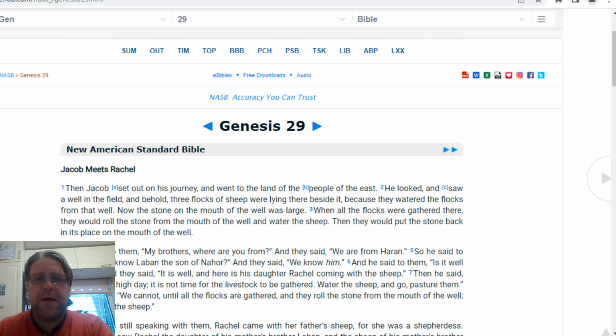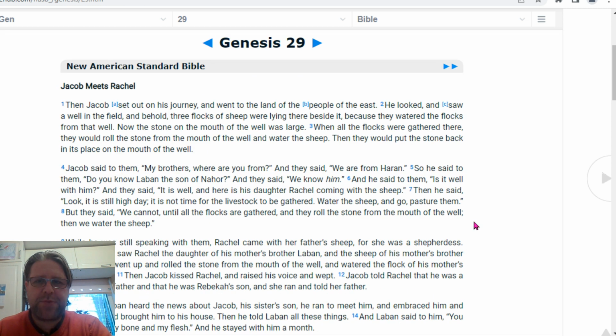Okay, we go to Genesis 29. Getting shivers doing this. Okay, so Jacob, this is where Jacob meets his wife, Rachel. Jacob set out on his journey and went to the land of the people of the east. He looked and he saw a well in the field, and behold, three flocks of sheep were lying beside it, because they watered the flocks from the well.